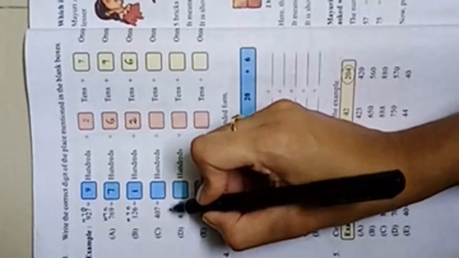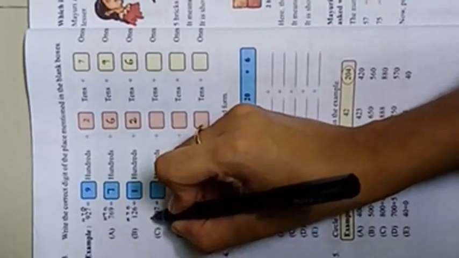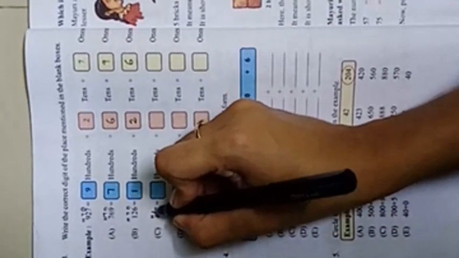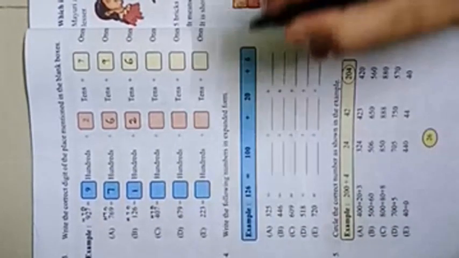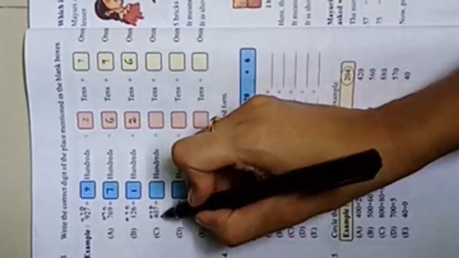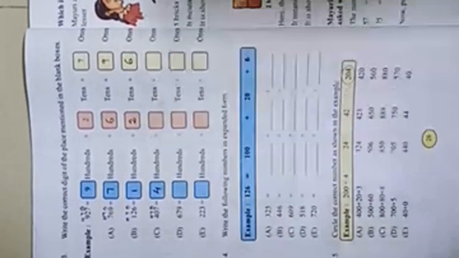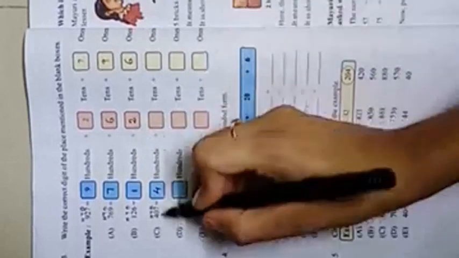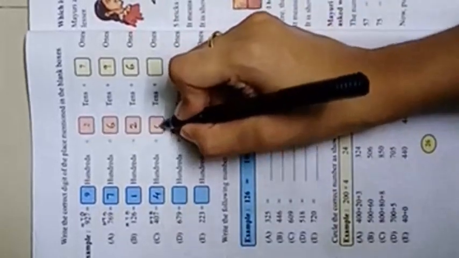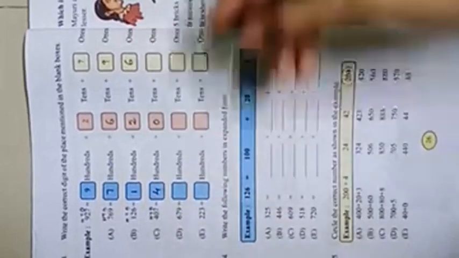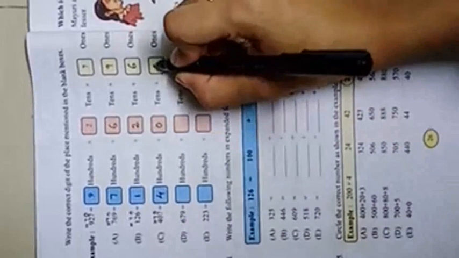Again, now you tell me how many hundreds are here? First we will write places. Then only it is very easy for us to write the hundreds, tens and ones. Children, how many hundreds are here? There are 400. Right, here in the blue color box, 4. How many tens are here? There are 0 tens, no tens. 0 means no tens. How many ones are here? There are 7 ones.